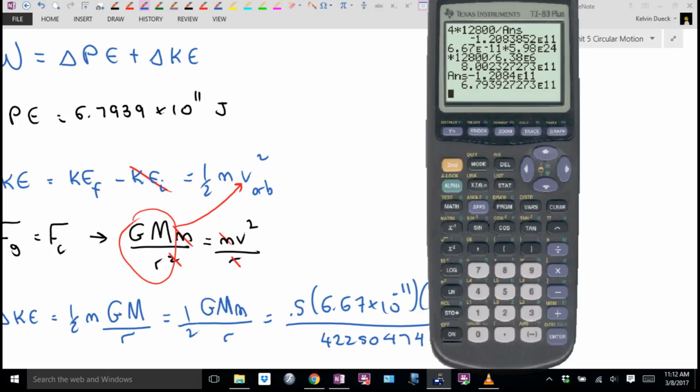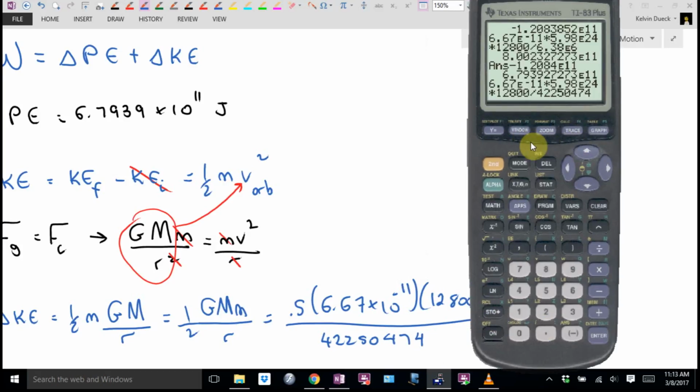If you have a graphing calculator, some of you do, and I'm particularly lazy, I'm going to go second function enter, and I'm going to go second function enter twice because conveniently that already gives me the 6.67. That gives me the 5.98. That gives me the 1200. I guess I'm going to divide it by 422,50,474. And I guess I also have to multiply it by a half.